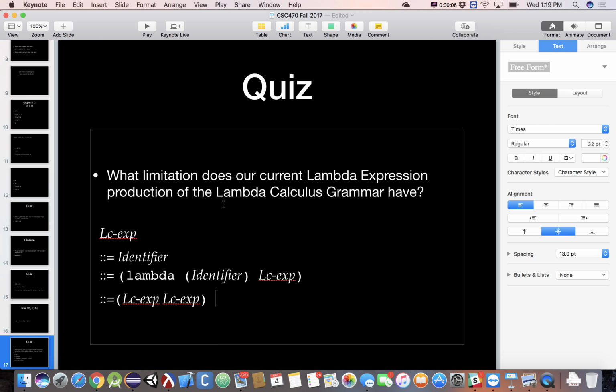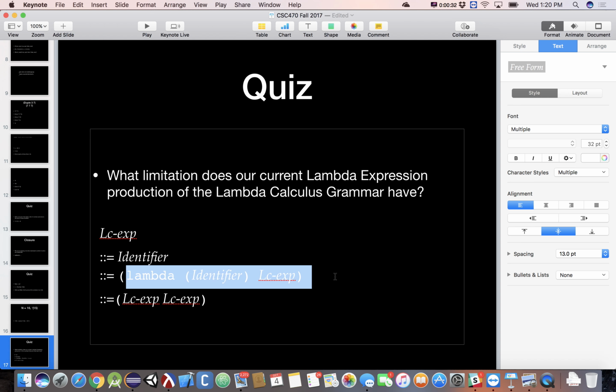Deconstructing this question, there are a couple of questions inside the question. Have you learned how to read the stuff in the book? This entire thing down here is called a grammar, and this grammar is made up of 3 productions. I specifically asked about the lambda expression production. Which of those productions is the lambda expression production? Second one, this guy right here. My question is, what is the limitation of this?